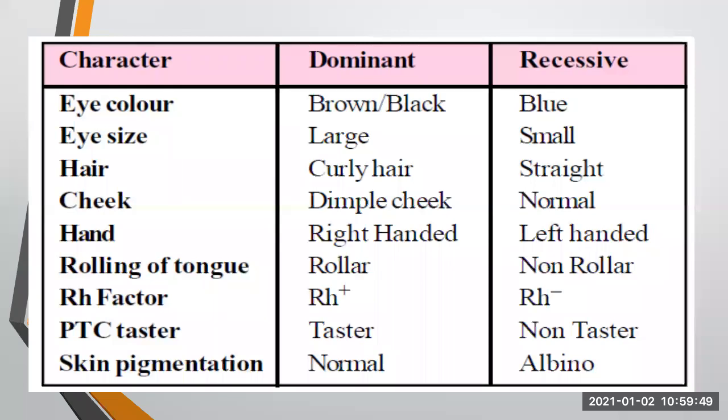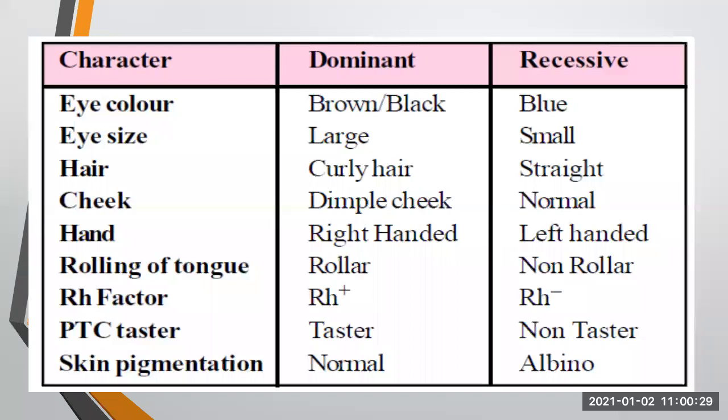Then dimple cheeks is a dominant character, and having normal cheeks is recessive. In the same way, being right-handed is dominant, left-handed is recessive. Then rolling of the tongue. You must have seen some people can roll their tongues. That is a dominant character, while those who cannot roll their tongues have the recessive character. Then the Rh factor. We know that we have blood groups A positive, B positive, AB positive, O positive, that way. Being positive is a dominant character, while Rh negative is a recessive character.